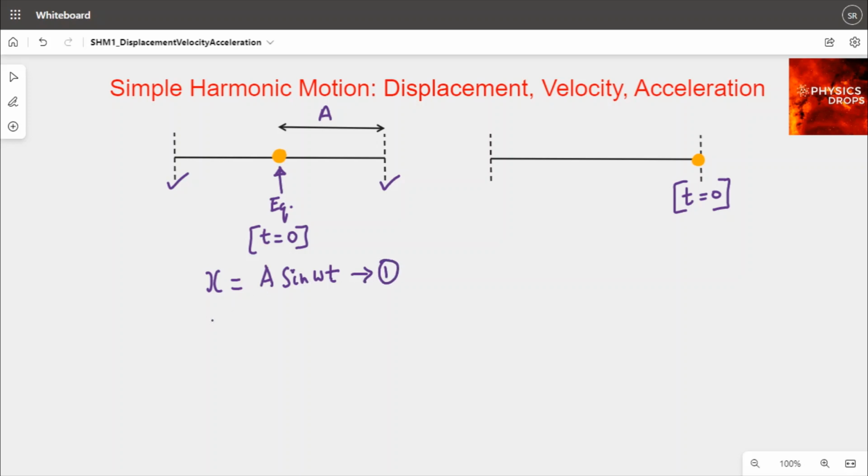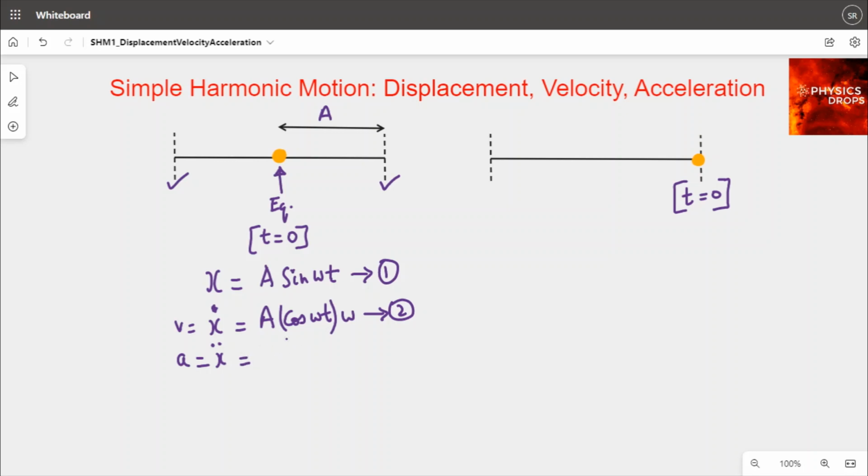And if we differentiate displacement with respect to time, we get velocity. Velocity is the differentiation of displacement, or rate of change of displacement, denoted by x dot. The differentiation of sin ωt is cos ωt, and again, because we have ωt, if we differentiate, we get an extra ω here. So x dot = a ω cos ωt. This is equation 2.